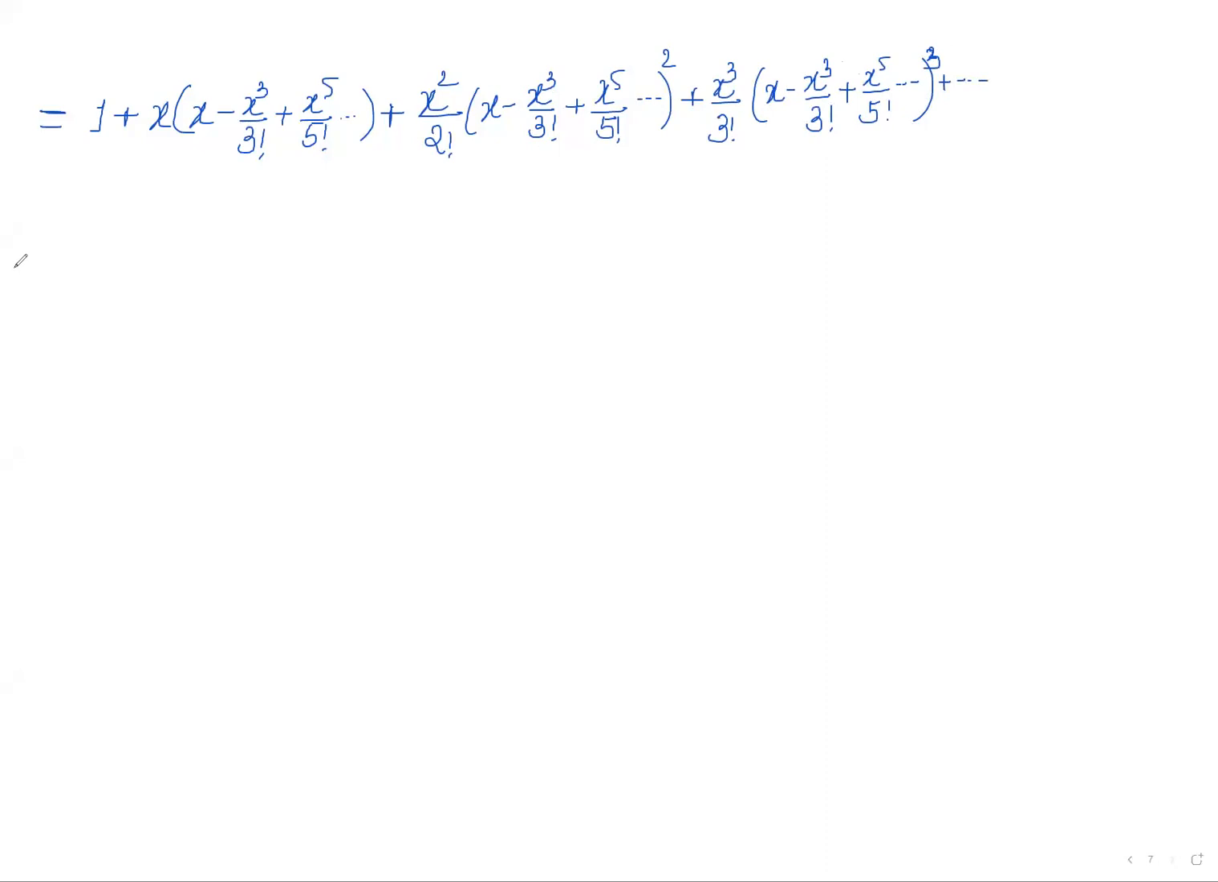Okay. Now multiplying these terms. First term as it is: 1 plus x into x, square, minus x into x cube, x raised to 4 by 3 factorial, plus x raised to 6 divided by 5 factorial and so on. Here the first term is finished.